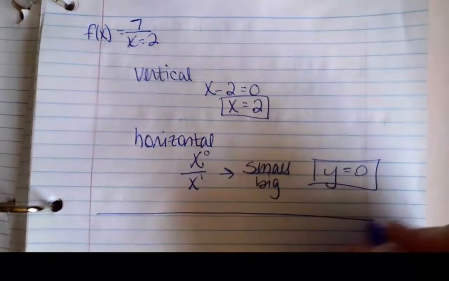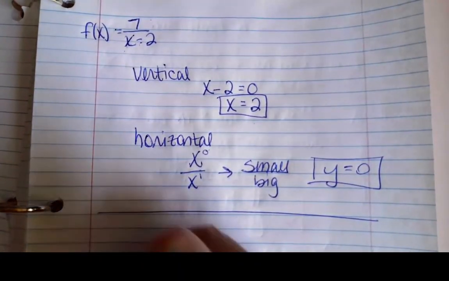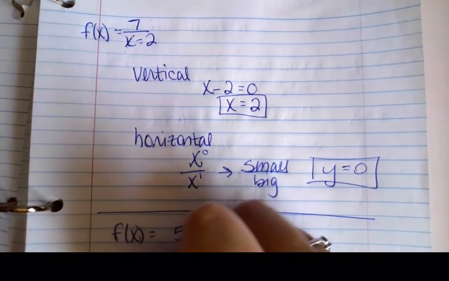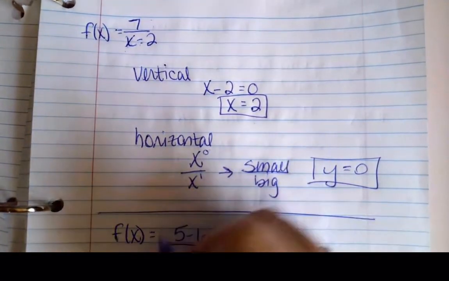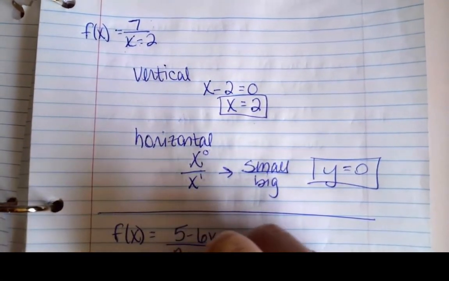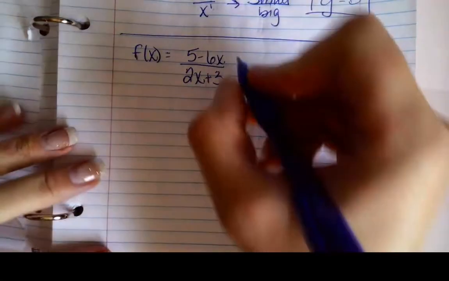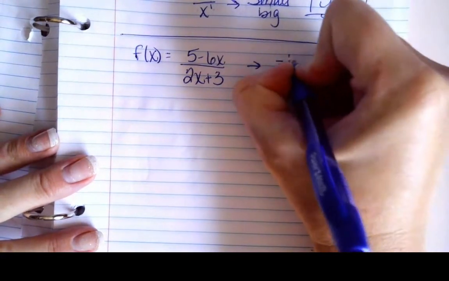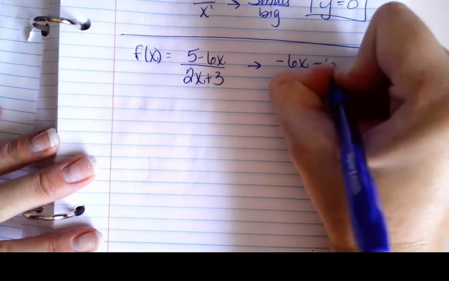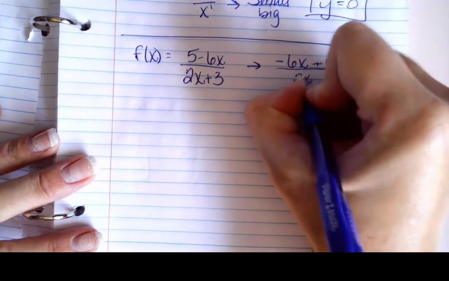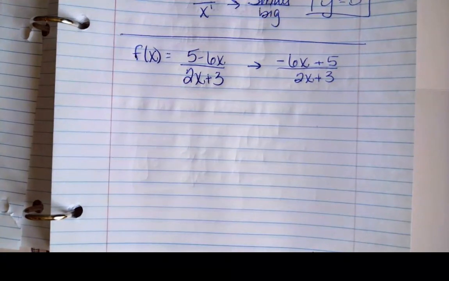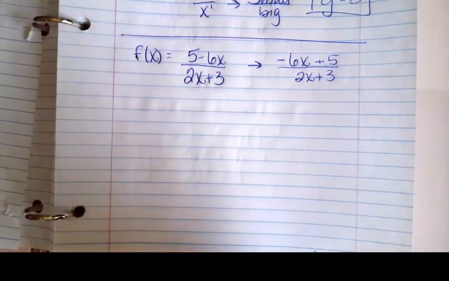So let's try another one. What happens if I have something like f of x is 5 minus 6x over 2x plus 3? The first thing I want to do is put the numerator in descending order. So watch your signs. I've got a negative 6x and a positive 5 over a 2x plus 3. So again, this is a rational equation or a rational function. And I know that because it's set equal to f of x.